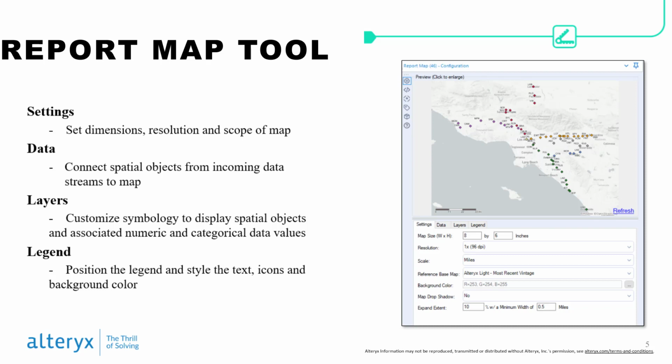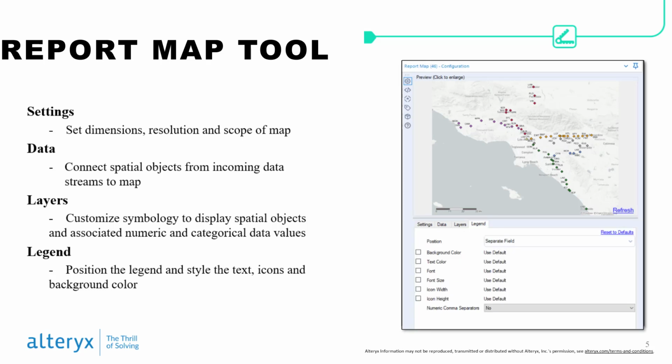For those familiar, the Report Map tool's configuration walks you through 4 tabs. The first one is Settings, where you'll set the dimensions, resolution, and the scope of your map. The next tab, the Data tab, is where you connect to and configure the spatial objects that you want to map from your incoming data streams. That tab allows you to also specify any grouping, labeling, or thematic fields to apply. And in the Layers tab, you'll customize the symbology, like the type of point or the colors that you might want to use to display spatial objects, and any associated thematic field values, whether they be numeric or categorical.